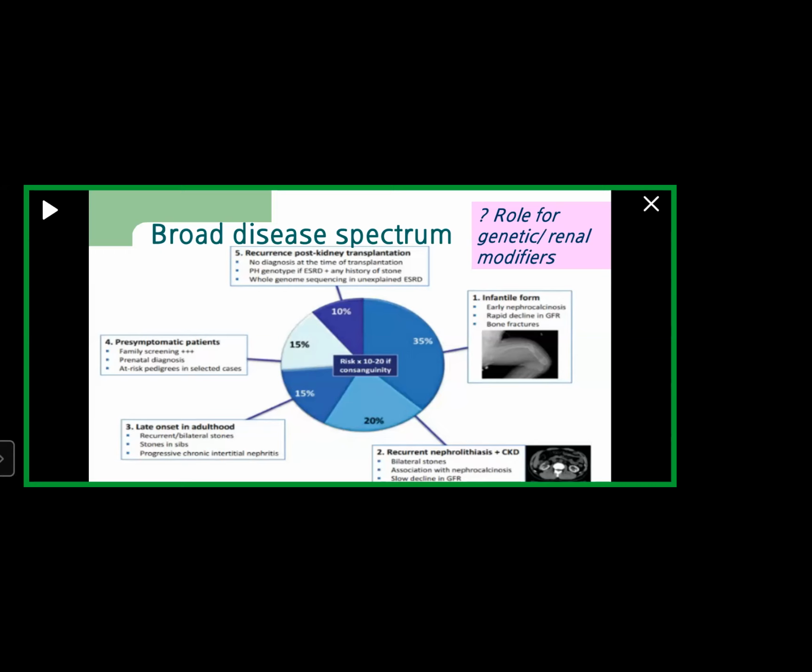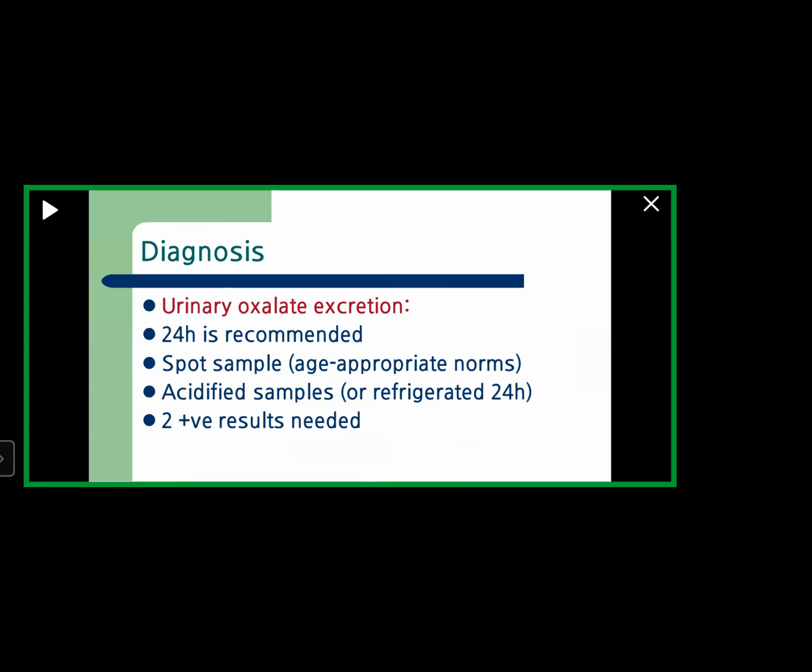And because of the variability in the presentation, it has been supposed that there may be a role for modifiers that can change the severity or the phenotypic expression of the mutations, whether they are genetic, or genetically determined renal factors that can modify the disease severity.